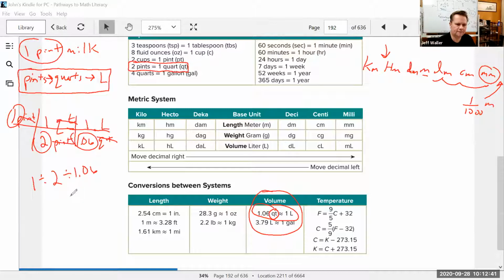Can I just put the 2 times 1.06 in parentheses? You can, exactly. Not a lot of people remember the parentheses. That's why I like to show this. If it's on the bottom, you divide. If it's on the top, you multiply. That makes it very simple. 1 divided by 2 divided by 1.06. That's exactly how you put it in the calculator.